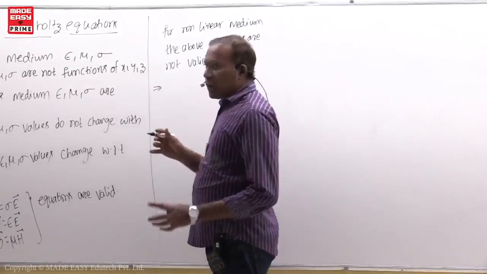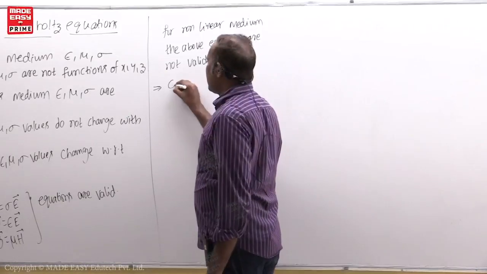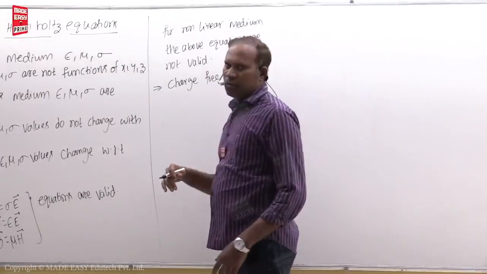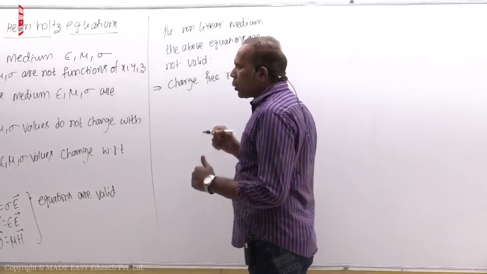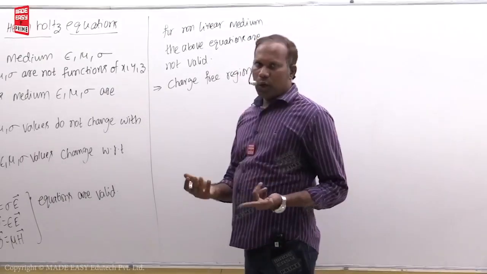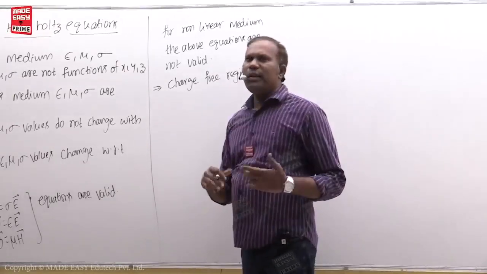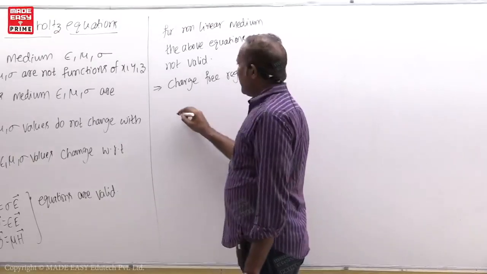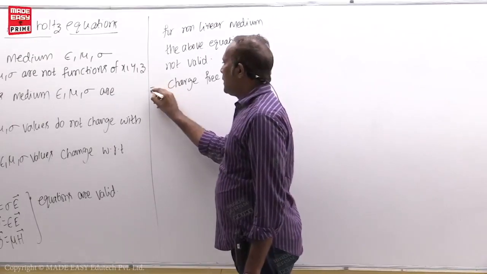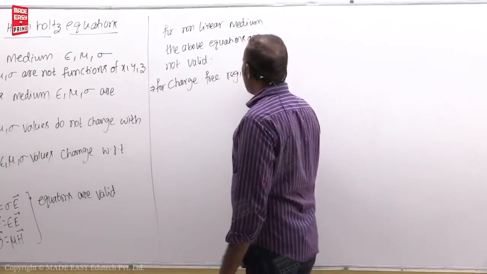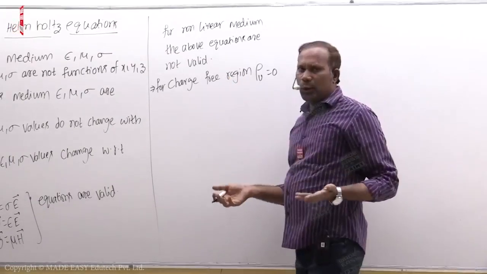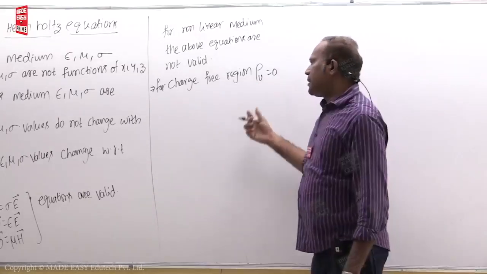Next, source free or otherwise charge free region. That means in the volume, charge is not there, then rho v is 0. Charge free region or otherwise charge free medium. So the medium has volume. In that volume, if charge is not there, then rho v is 0, because for a charge free region the volume charge is equal to 0, dear students.